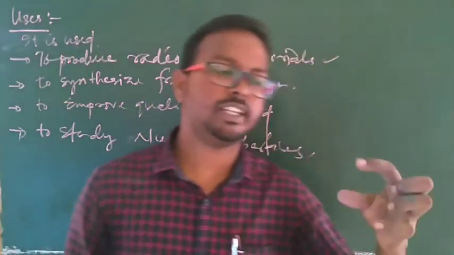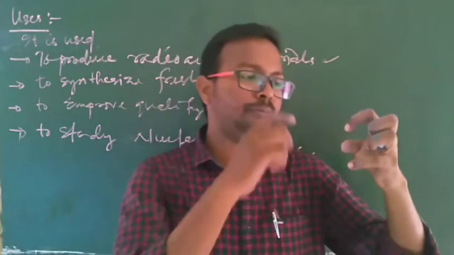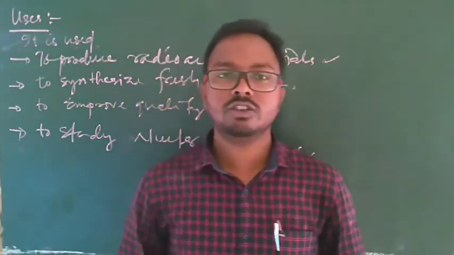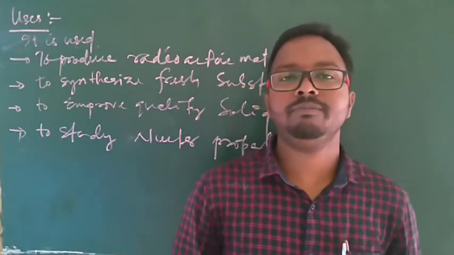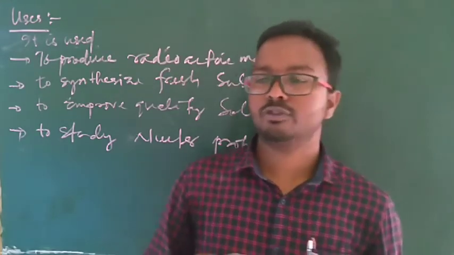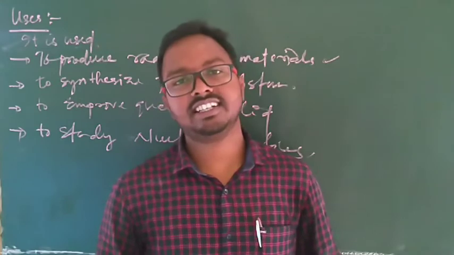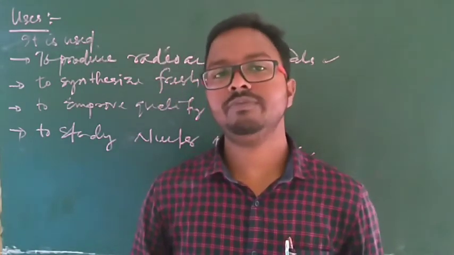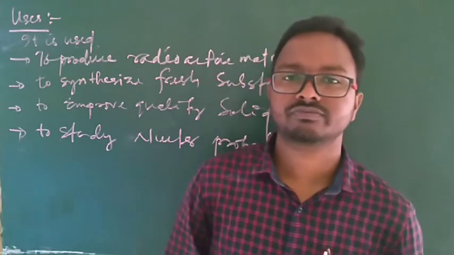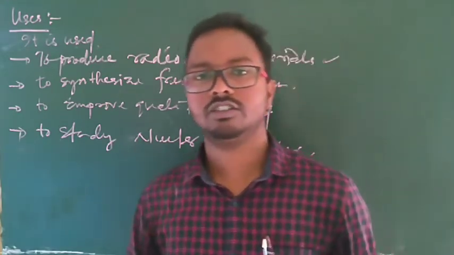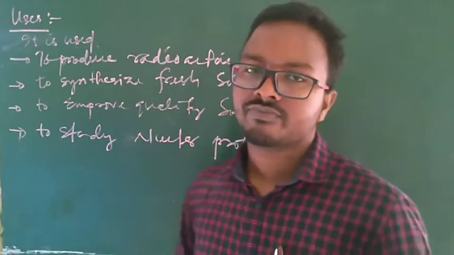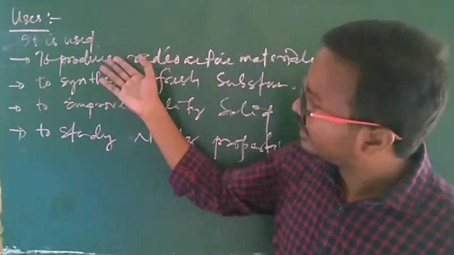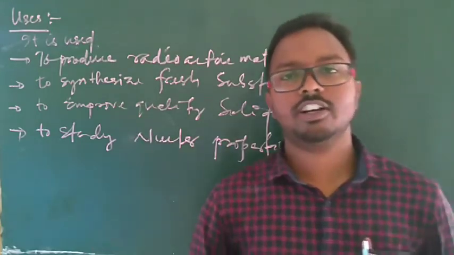That means suppose we have a nucleus and we want to break it, so we need a highly accelerated charged particle. So how can we get a highly accelerated charged particle? If we have a cyclotron, it provides us a highly energetic charged particle to break the nucleus. So we can study the properties of the nucleus. Clear? So these are the important points related to the uses of the cyclotron.